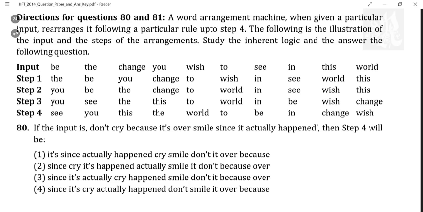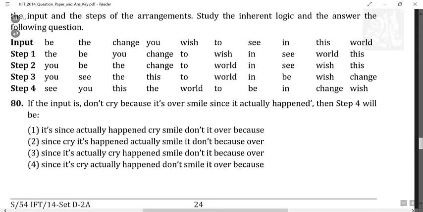Third step, what happens? First remains first, third remains third, second becomes third, last becomes second, like that. You will follow the same logic in the options and get the answer.